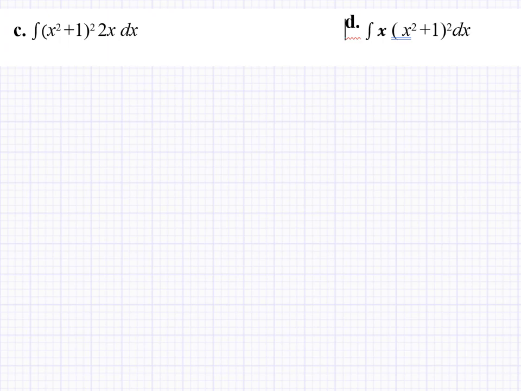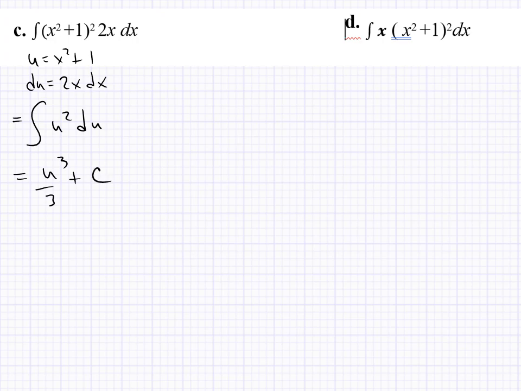I mean, look at this one. If u is x squared plus 1, the derivative is 2x dx. That turns this integral into u squared du, which would give me u cubed over 3 plus c. Again, just the power rule at this point. Once you have this, it's just a power rule integral. And so you get x squared plus 1 cubed over 3 plus c, and there's your final answer.